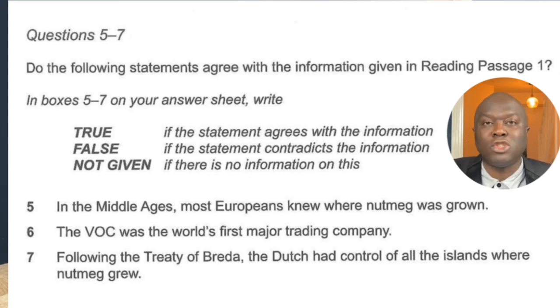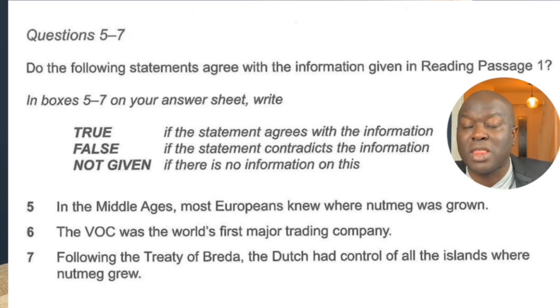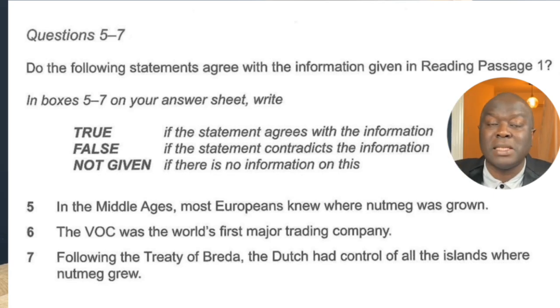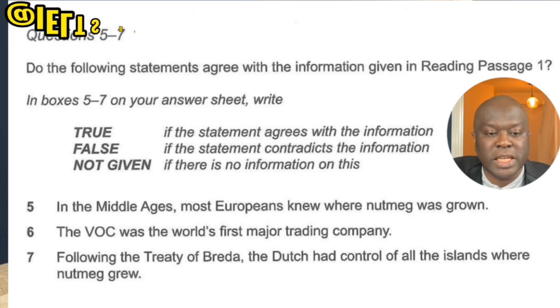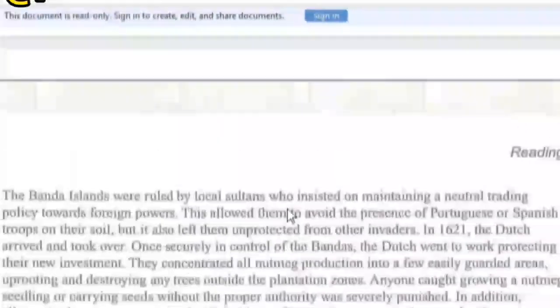Now, like I told you, you are going to underline those nouns and do your speed reading. Middle Ages is a name of a time. So Middle Ages, Europeans, and nutmeg. I'm going to go with these three: Europeans, nutmeg, and the Middle Ages. So we go to the passage and do a speed reading.